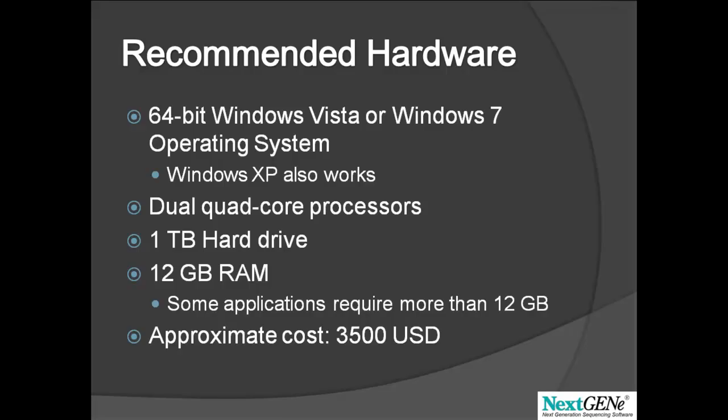These are the recommended hardware requirements for NextGene: a 64-bit Windows operating system, Vista or Windows 7 are best, but XP also works, dual quad-core processors, a 1 TB hard drive, and 12 GB of RAM, although more RAM may be required in some cases. A computer with this hardware should cost around $3,500.